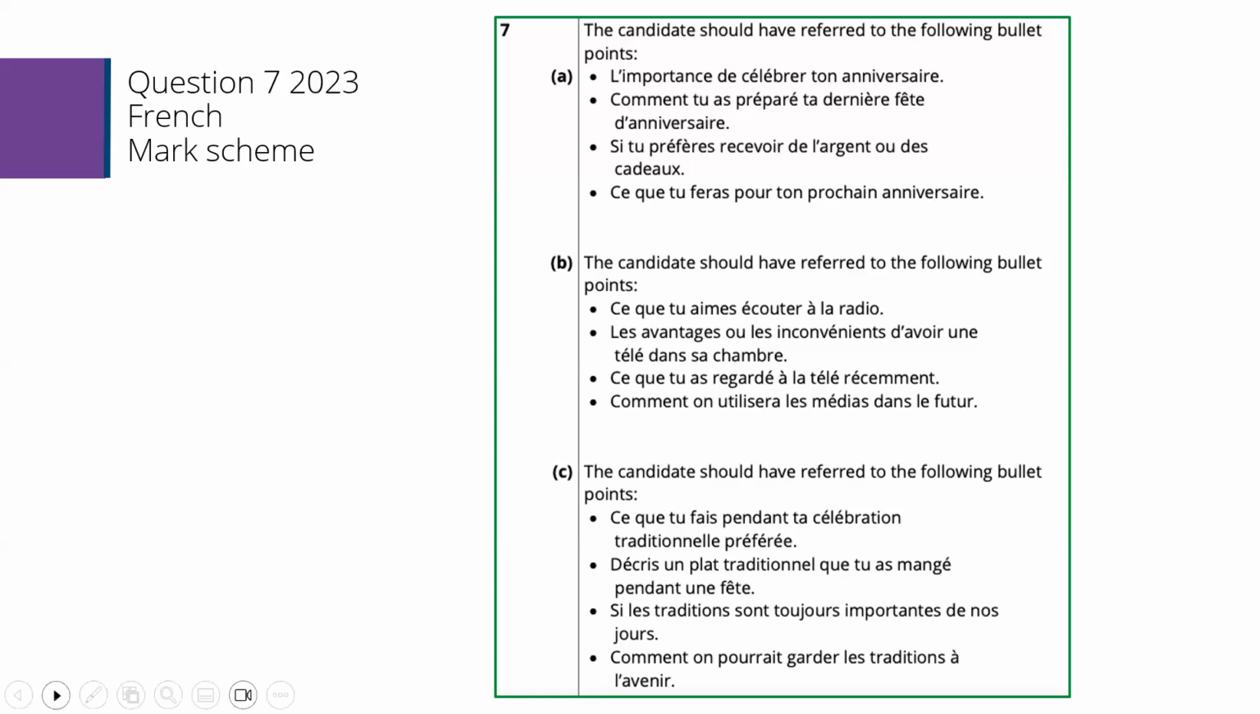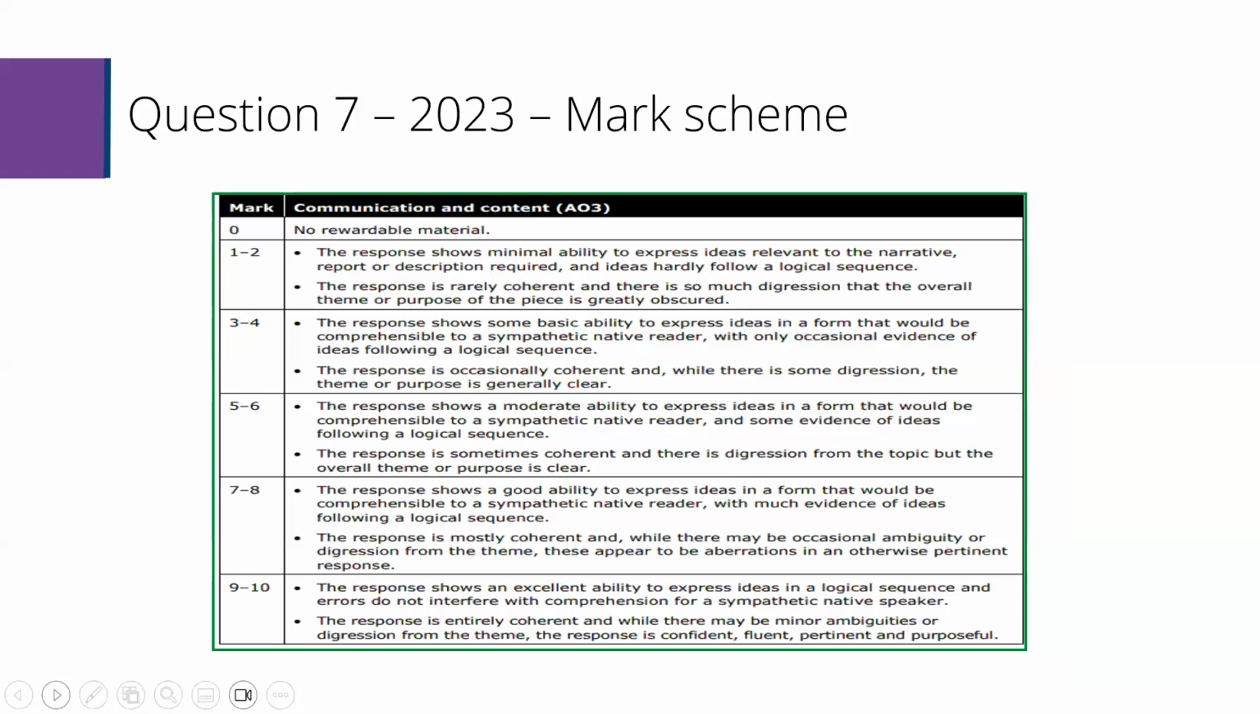Right, let's move on a little bit, and let's have a look at the mark scheme then. So this will pick up on some of the questions people are asking. Again, we're marking for communication and content, and for linguistic knowledge and accuracy. For 9 to 10 marks, the response shows an excellent ability to express ideas in a logical sequence, and errors do not interfere with comprehension for a sympathetic native speaker. The response is entirely coherent, and while there may be minor ambiguities or digression from the theme, the response is confident, fluent, pertinent, and purposeful.